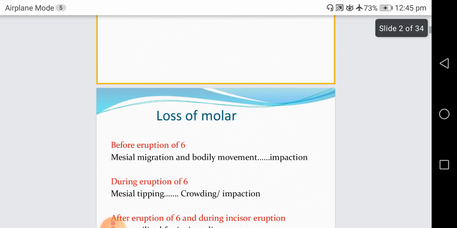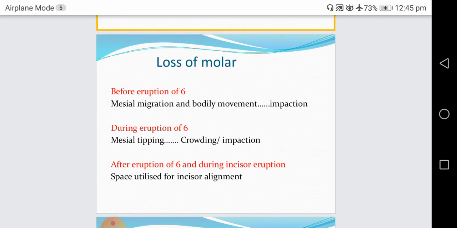And then we'll see what is the sequelae of loss of primary molars. When we talk about the loss of primary molars, we have to consider three clinical situations. That is, loss of primary molar before the eruption of 6, loss of primary molar during the eruption of 6, and loss of primary molar after the eruption of 6 and during incisor eruption. So, in the first clinical situation, that is before the eruption of 6, what will happen?